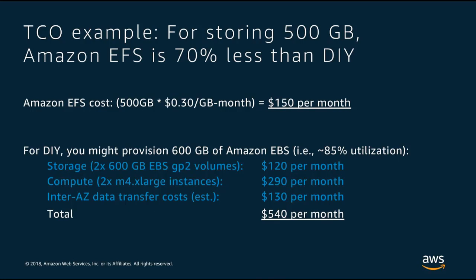As you can see here, the do-it-yourself solution would cost about $540 a month for 500 gigabytes of storage. In this example, storage costs would be about $120 a month for two 600 gigabyte EBS volumes, because you would need to over-provision. Your server costs would be $290 a month, and the inter-AZ traffic would be $130 a month for a pretty standard workload. And in this example, EFS is 70% cheaper than doing it yourself, and it's simple, and you only pay for the storage that you use.